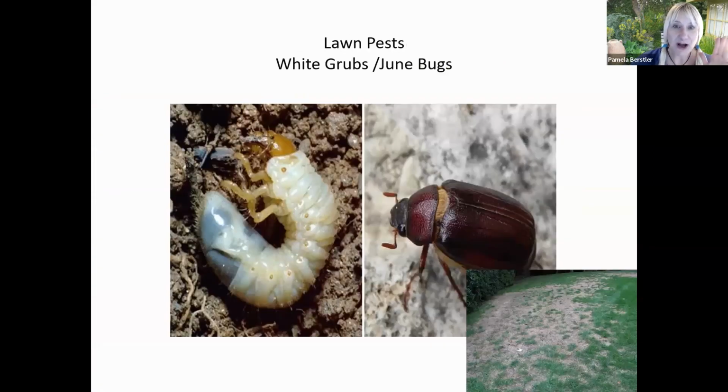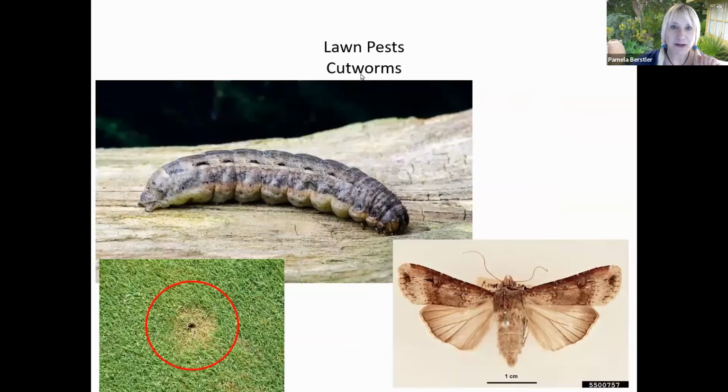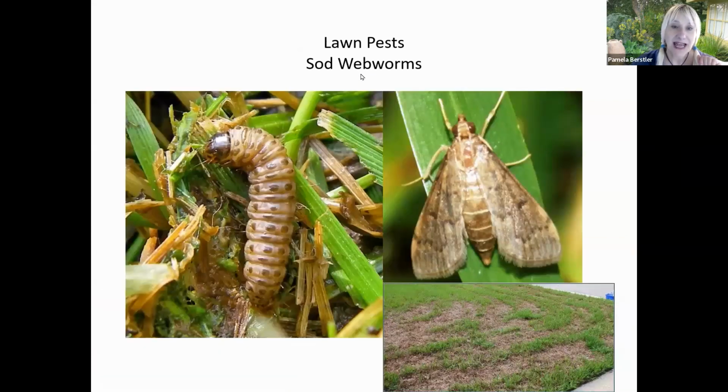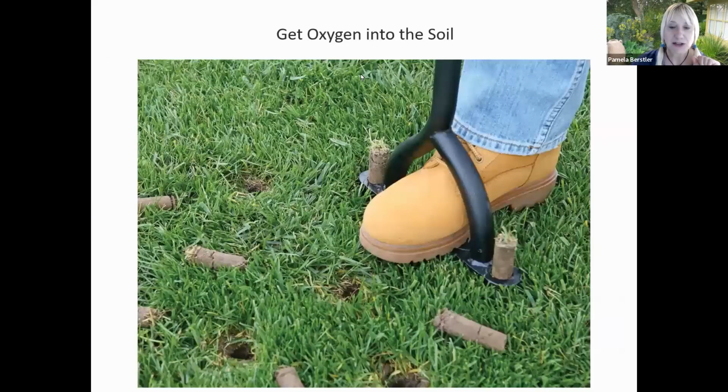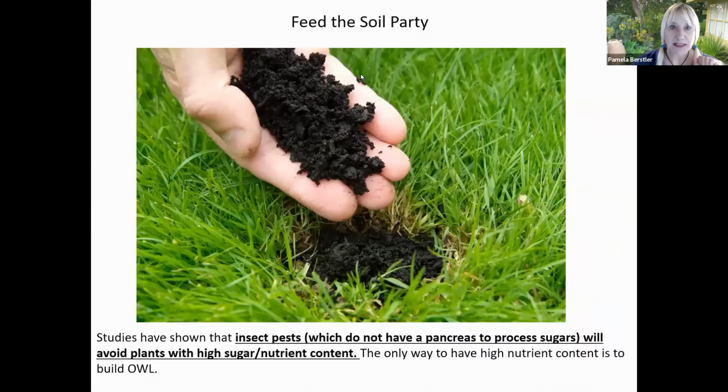We've got all kinds of lawn pests that we want to be thinking about, the white grubs and June bugs, the cutworms, all of these things. But again, healthy living soil is the answer in most of these cases. The answer to compaction is to dethatch twice a year, making sure we get oxygen into the soil on a regular basis, aerating, and always feeding with good compost to kickstart that soil party.